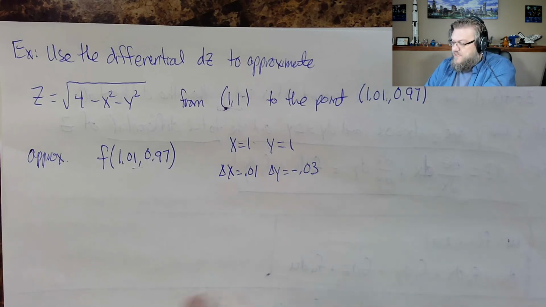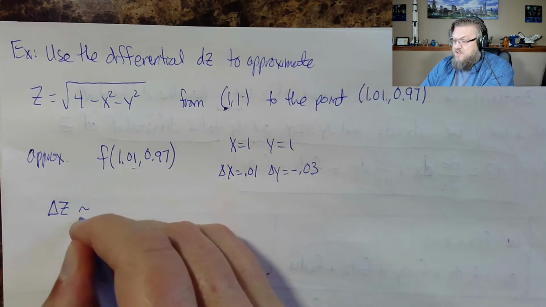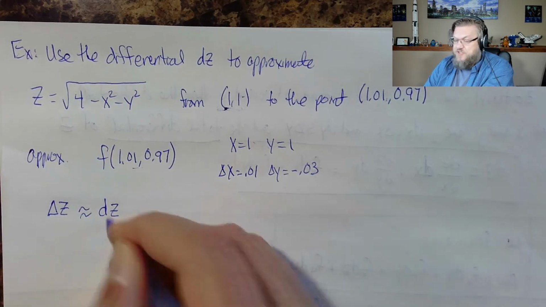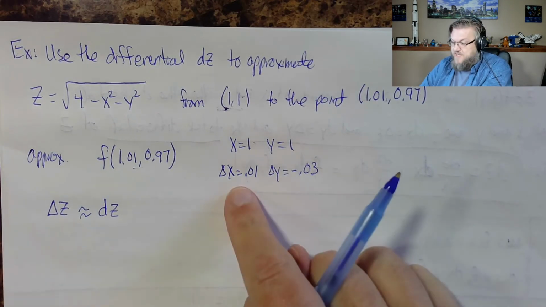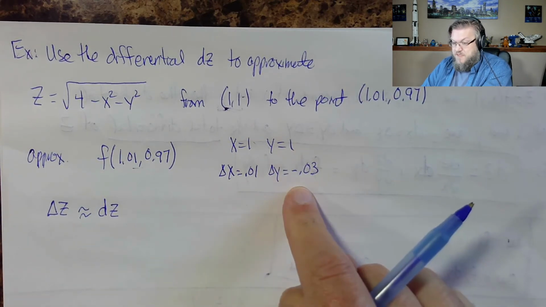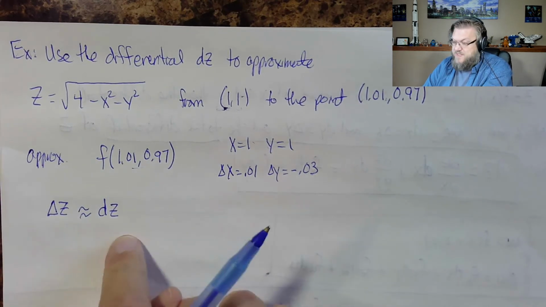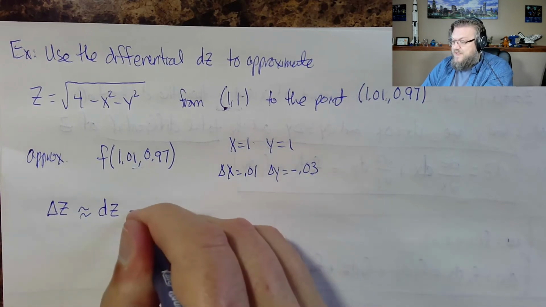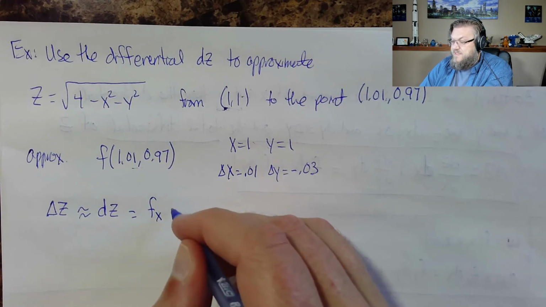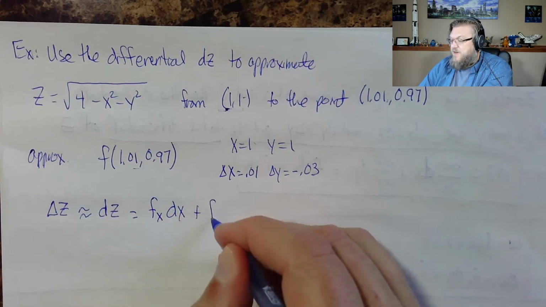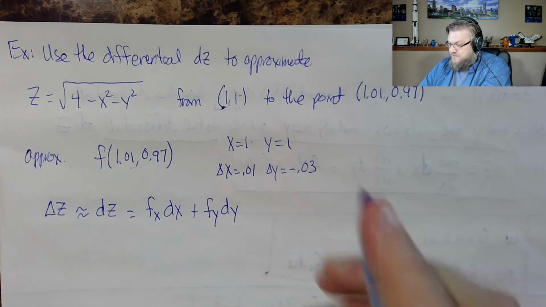Now, here's how I can do this. The change in z is going to be approximately equal to the differential of z. The actual change that I want to know, because I know x changed and I know y changed, so I know that z changed, and I want to approximate that. How do I approximate that? Using the differential. The differential of z in this case is going to be the partial with respect to x times dx plus the partial with respect to y dy. So let me calculate those things.